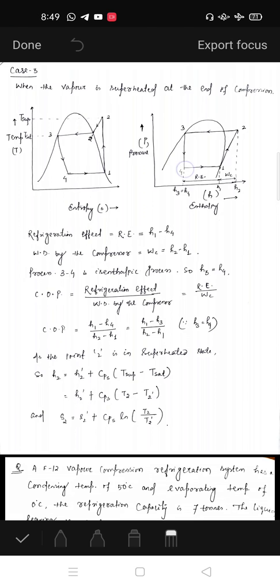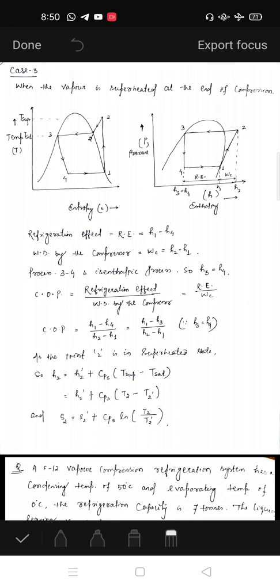Now look here in the corresponding pressure-enthalpy curve: point number 1, point number 2, point number 3, and point number 4. H3 will be equal to H4 in process 3 to 4. Now first you will find the refrigeration effect, which is produced in the evaporator. It is the difference of enthalpy between point number 1 and point number 4. So the refrigeration effect will be H1 minus H4.